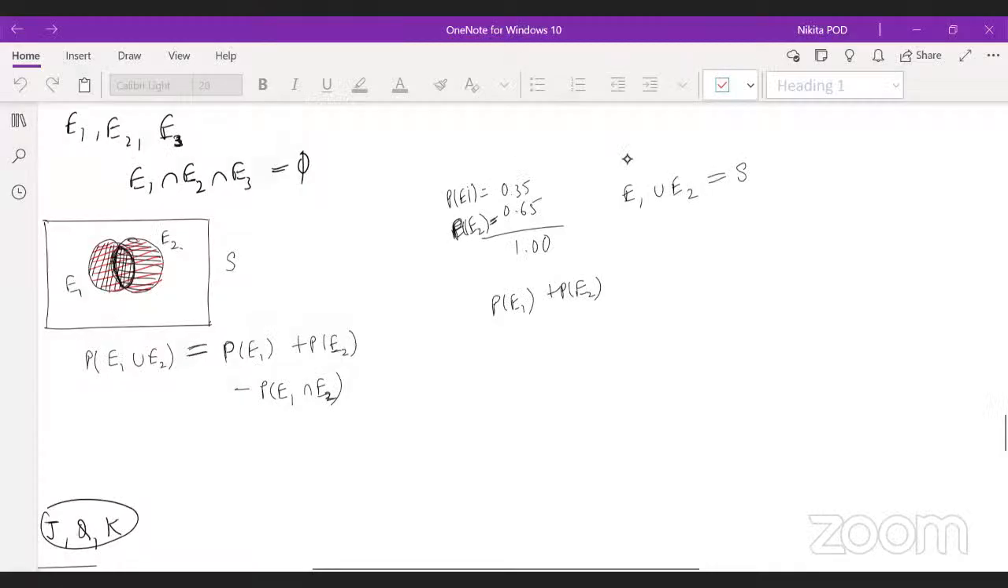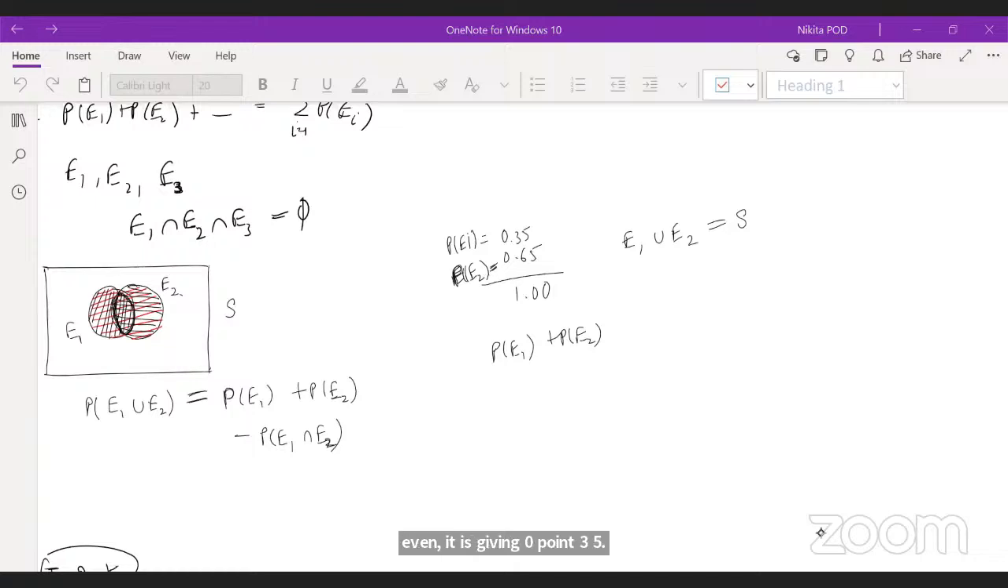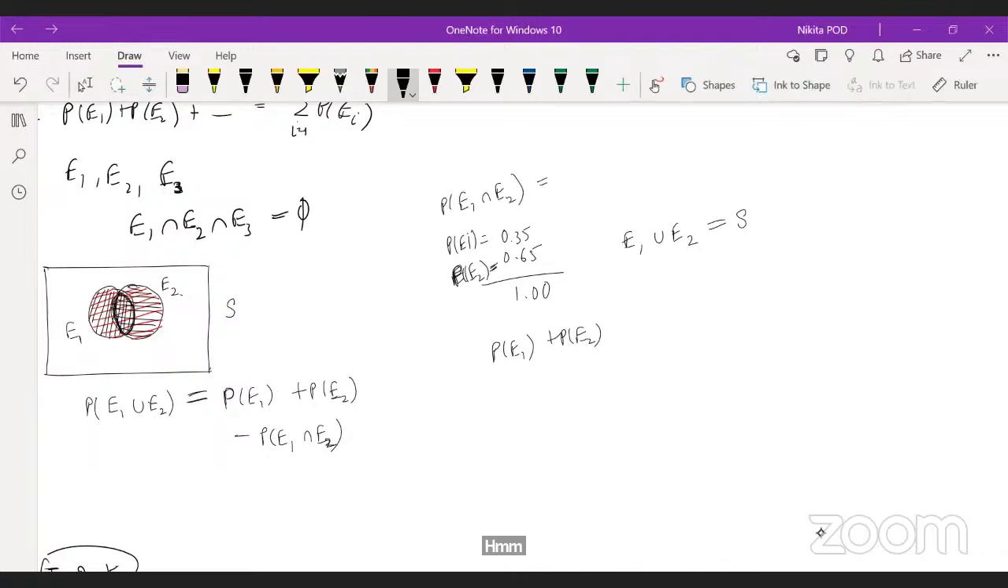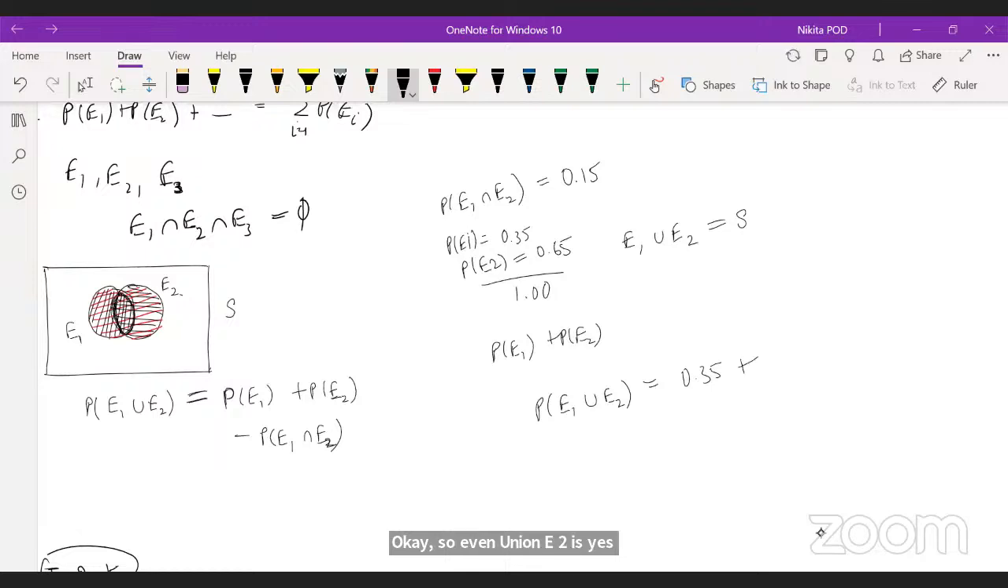Now, what were you saying? Just one example: for E1 it is given 0.35, and for probability of E1 intersection E2 it is given 0.15. And then we can find probability of E1 union E2. E2 was given as 0.65. So E1 union E2 is 0.35 plus 0.65 minus 0.15. That's fine.